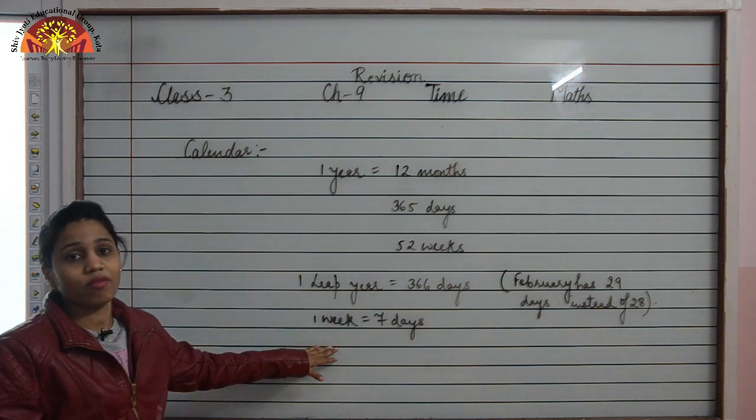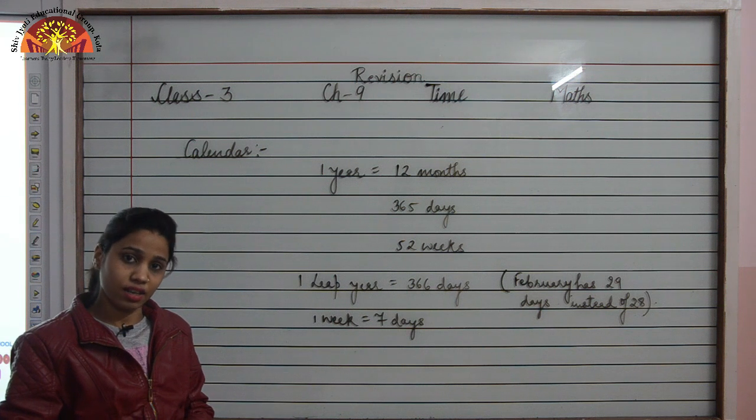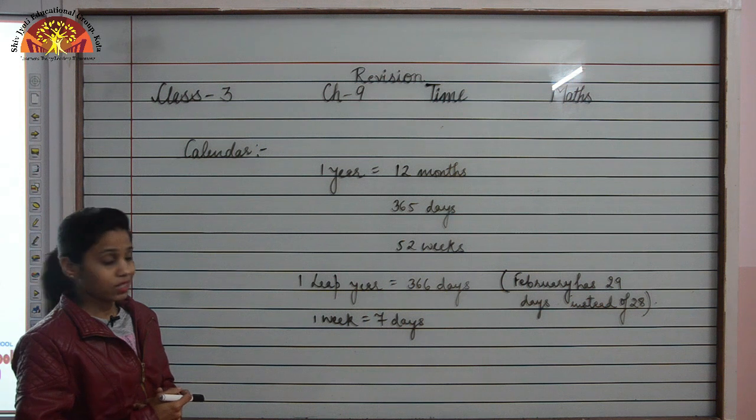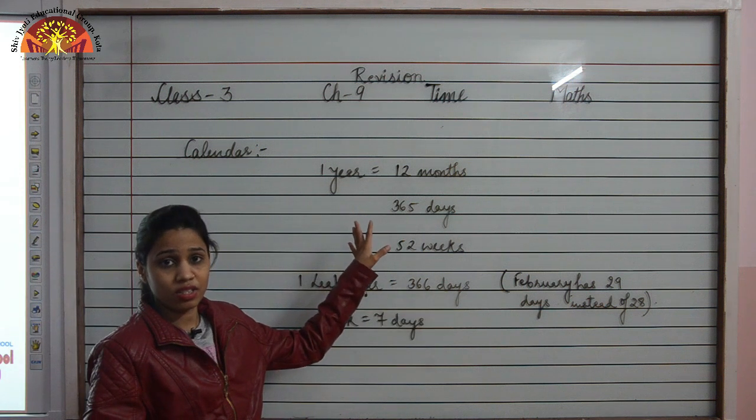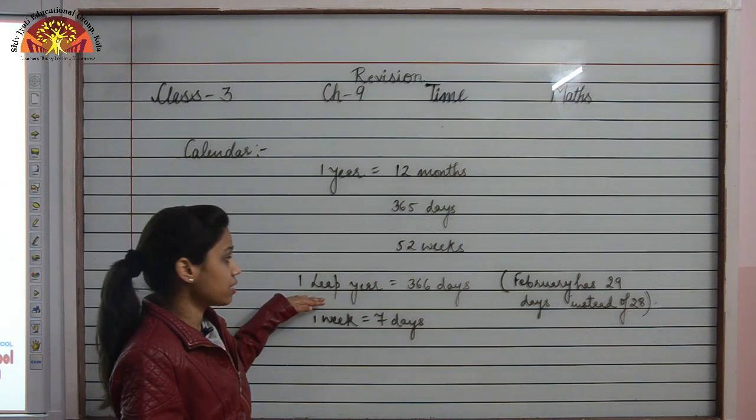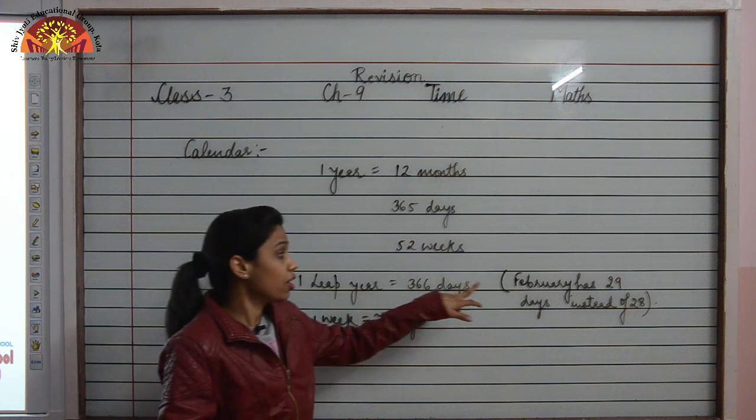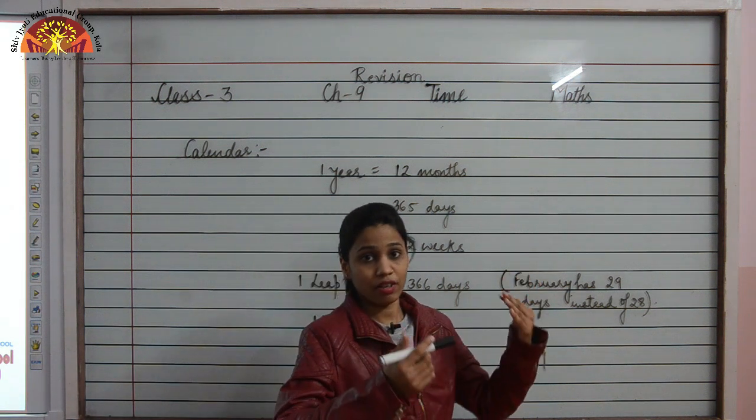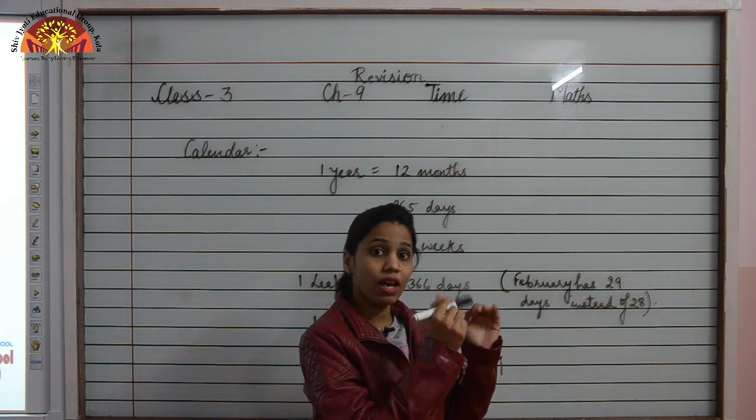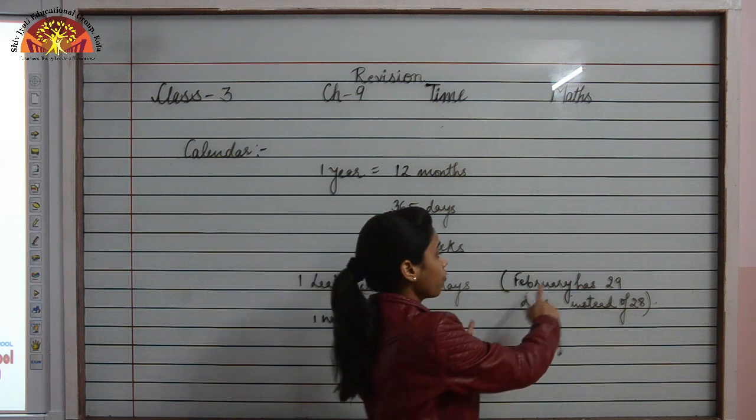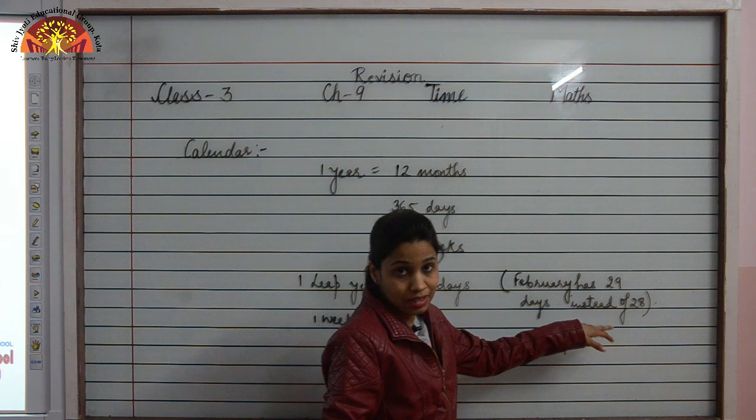Now, as you all know, 1 week has 7 days: Sunday, Monday, Tuesday, Wednesday, Thursday, Friday and Saturday. Now let me just tell you what is a leap year. A leap year has 366 days. A normal year has 365 days, but whenever there is a leap year, it will have one more extra day. Why? Because in a normal year February has 28 days, but if we have a leap year, then February has 29 days instead of 28 days.